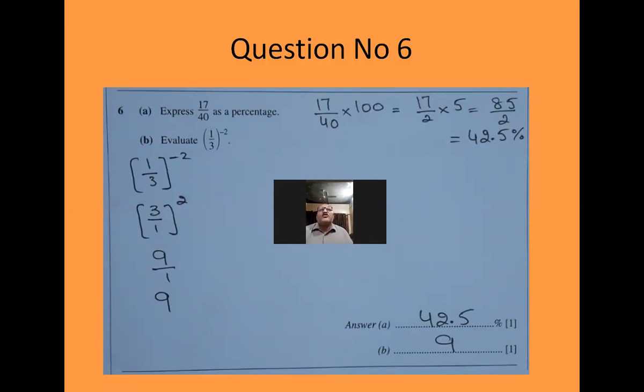Then we have this B part. It says evaluate: 1 by 3 whole raised to minus 2. When I convert this minus 2 into positive, this fraction will flip, it will reciprocate. Now the square is for both these numbers. So 3 square will be 9 and 1 square will be 1. So the final answer is 9.